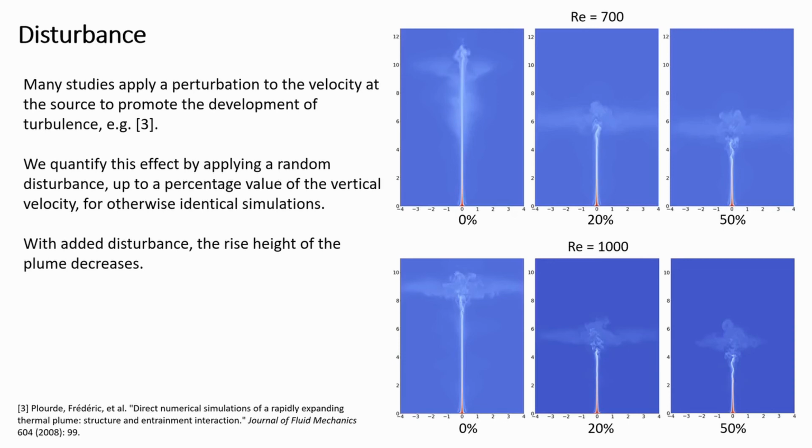In this little side study, we attempt to quantify the effect of this disturbance on the flow and its effect on rise height. Looking at the plots on the left qualitatively, we can see a decrease in the rise height as the size of the disturbance is increased. The disturbance appears to disrupt the laminar flow early. We can see this quantitatively on the next slide.